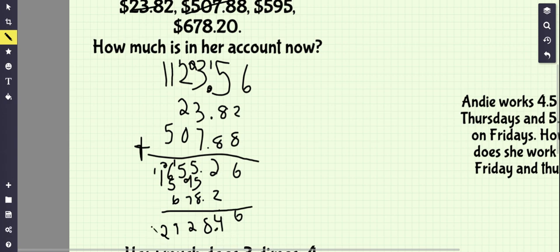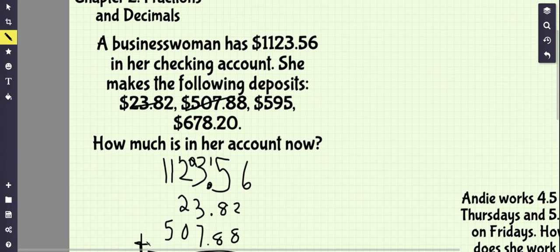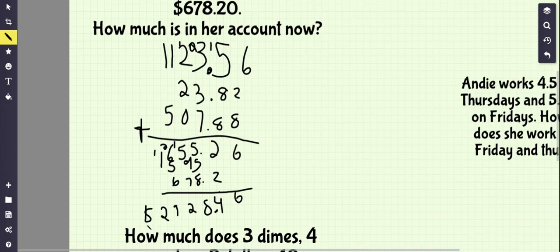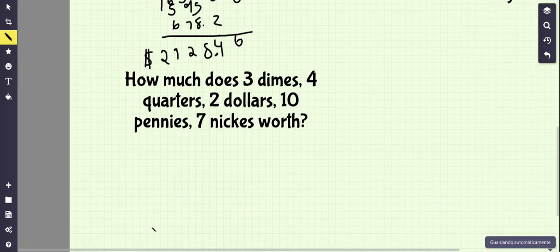So this is how much money you should have in the bank account if you deposited all that money. All right, so we're gonna go to the next problem.